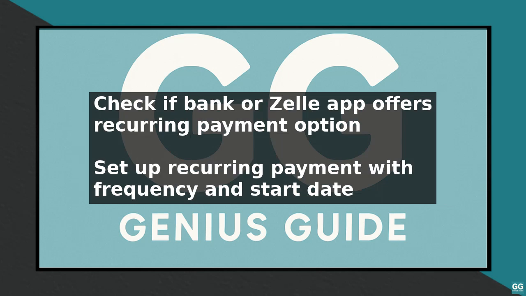To set up a recurring payment, select the frequency of the payment, such as weekly, bi-weekly, or monthly. You will also need to specify the start date and end date for the payments, or choose to make the payments ongoing. Make sure to review the payment details carefully to ensure everything is correct.